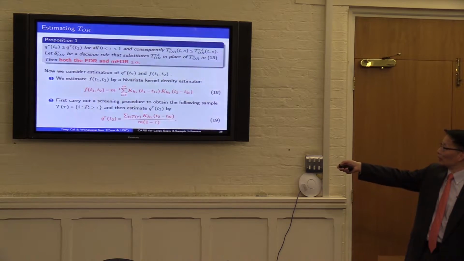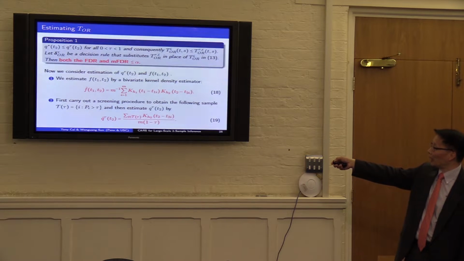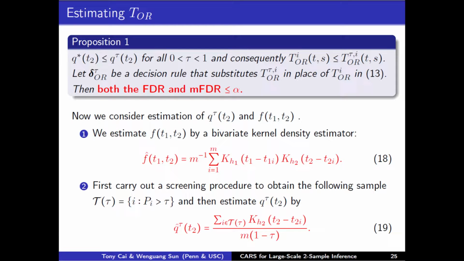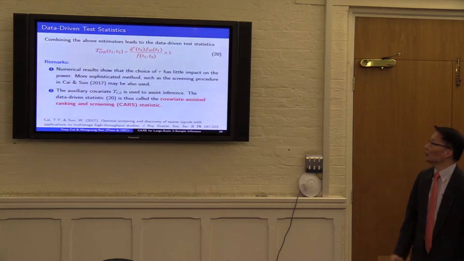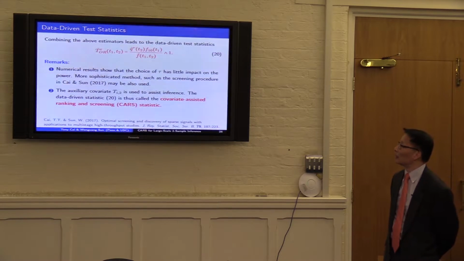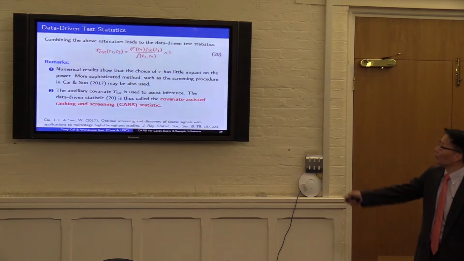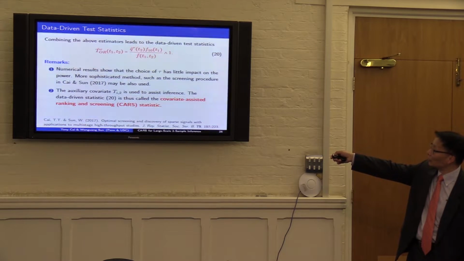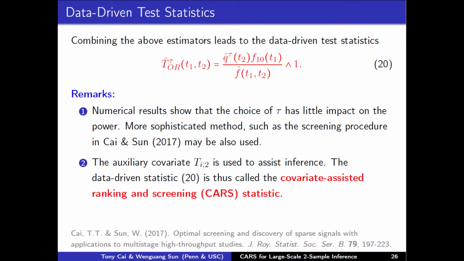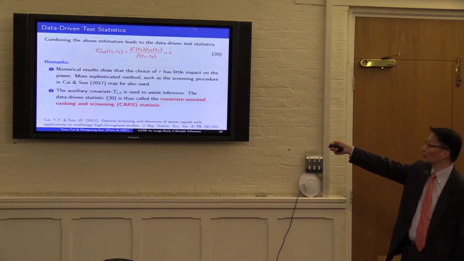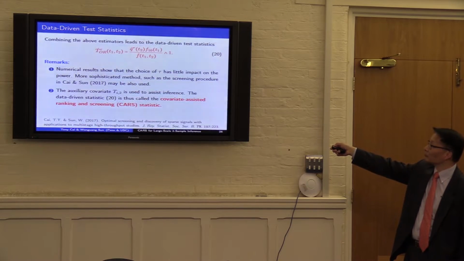In terms of estimation, as I mentioned before, the joint density can be estimated by this kernel estimate. And also this q tau can be estimated by a corresponding kernel estimate. And once we have those two estimates, we can plug them into the original oracle procedure, and we have the oracle data-driven statistic. And of course, this quantity is the posterior probability of theta i1 being 1. So it's a probability, it's never above 1, so we take the minimum with 1.